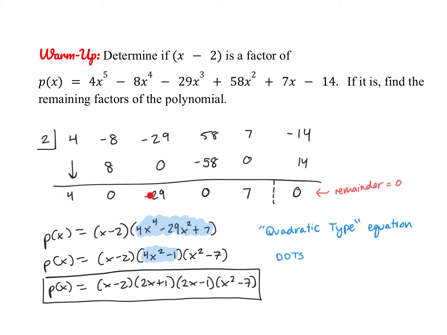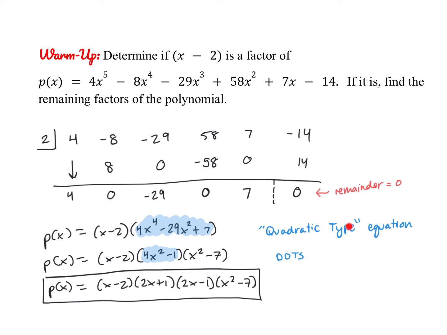So you take the remaining polynomial, which in this case is 4x to the fourth plus 0x cubed minus 29x squared plus 0x plus 7. So I wrote that right here. And you see if you can factor this more. In this case, we can.